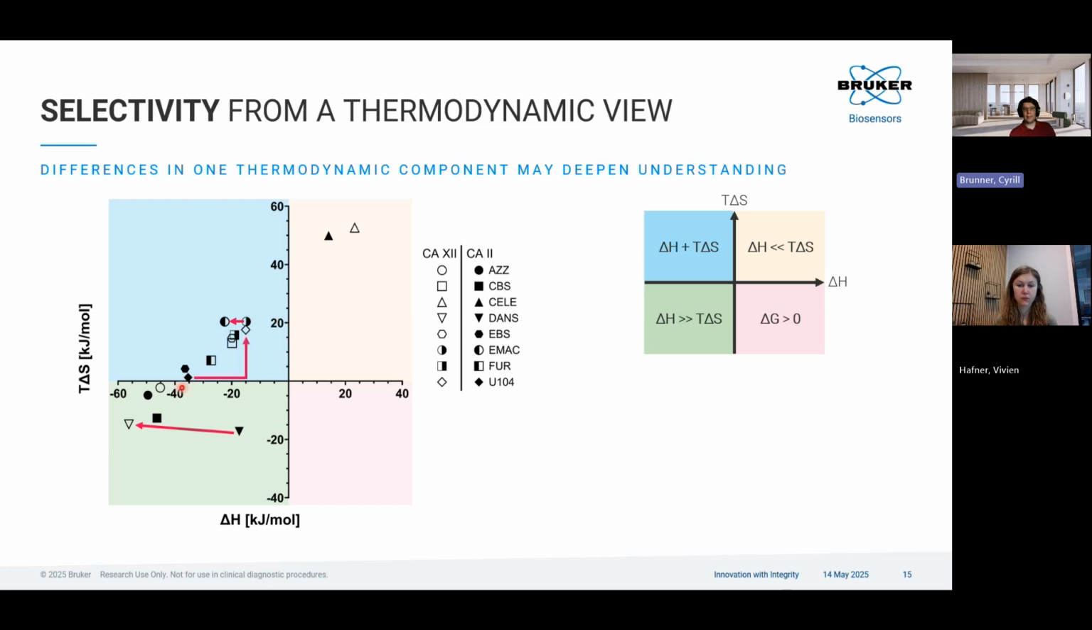Another example that I highlighted here is U104. U104 binds to carbonic anhydrase 2 with almost no entropic contribution, whereas binding to carbonic anhydrase 12 is actually a combined effect of enthalpy and entropy. So there's a difference in the way the compound is interacting.